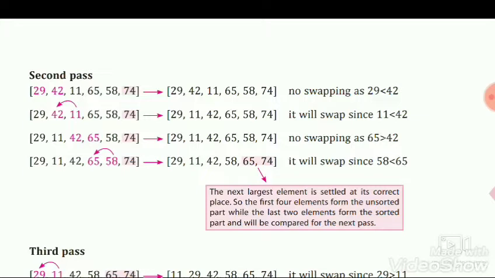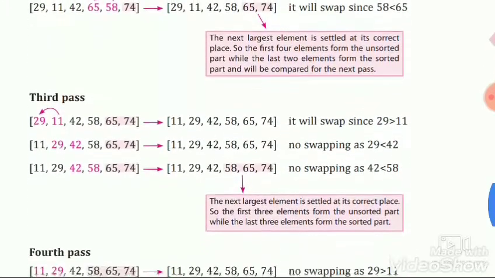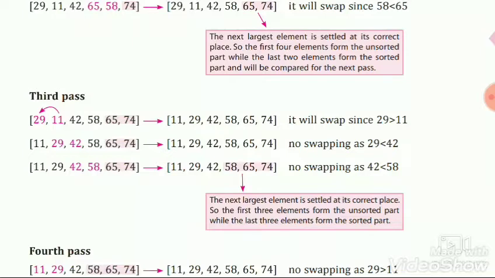So the next largest element is settled at its correct place. The first 4 elements form the unsorted part, while the last 2 elements form the sorted part, and the unsorted part will be compared for the next pass. So let's see the third pass. In the third pass 29 and 11 are compared, and it will swap since 11 is less than 29. Then it compares 29 with 42, no need to swap. Then it compares 42 to 58 and no need to swap.